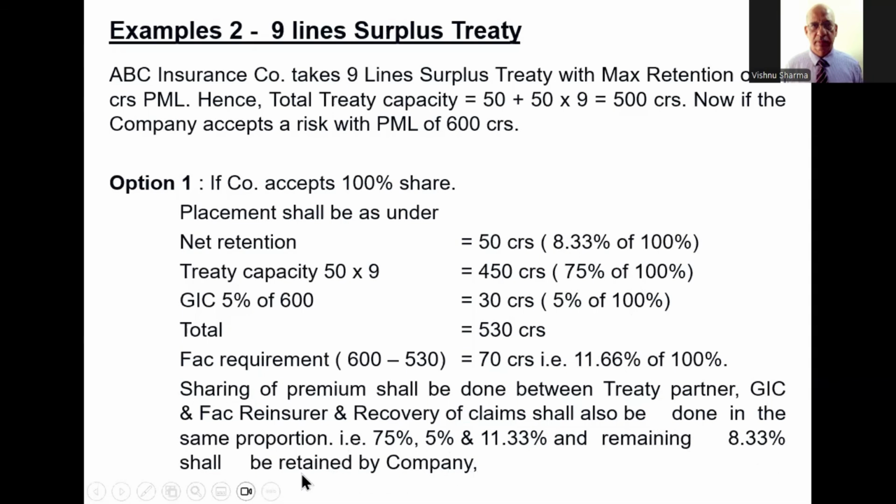8.33% will be the net retention of the insurance company, which can be further recovered under the XOL treaty. This is the gross retention. So if there is a surplus treaty, of course, each company has the surplus treaty to protect their net retention from the gross retention. So this retention will be further recovered under the XOL treaty.